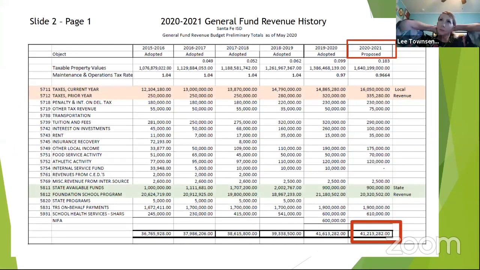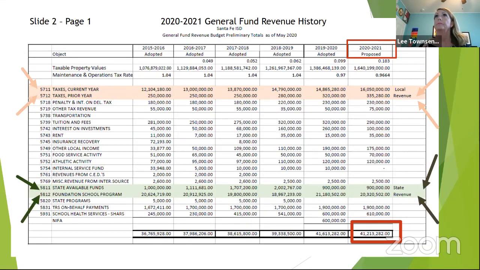Slide number 2 corresponds with page 1 of your documentation packet. The revenue for the 2020-2021 fiscal year is in the far right column. The peach highlighted rows are our local tax collections, and the green highlighted rows represent the state funding. Notice NIFA, which stands for the new instructional facility allotment, under the 2021 column, is blank. Last year was the year that we opened Barnett, so we received our allotment. This year we will not have an allotment.